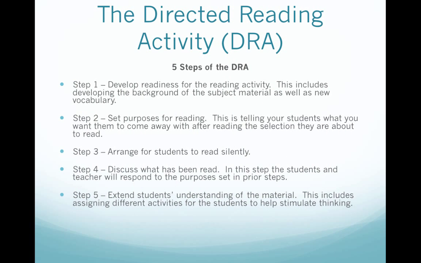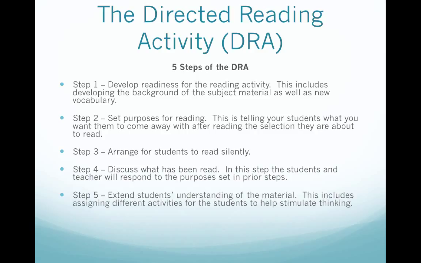There are 5 steps to the directed reading activity. Step 1. Develop readiness for the reading activity. This includes developing the background of the subject material as well as new vocabulary. Step 2. Set purposes for reading. This is telling your students what you want them to come away with after reading the selection they are about to read.